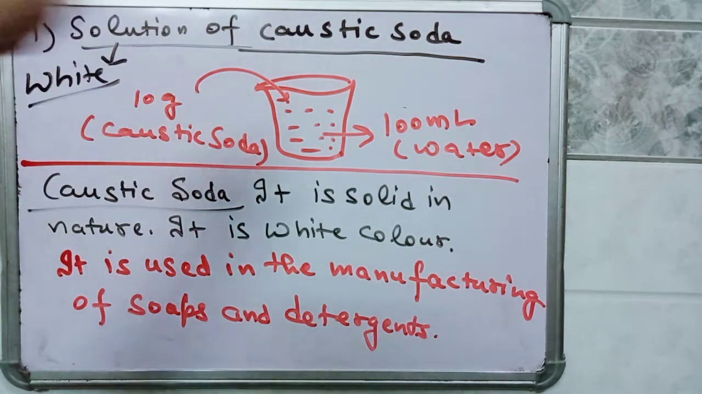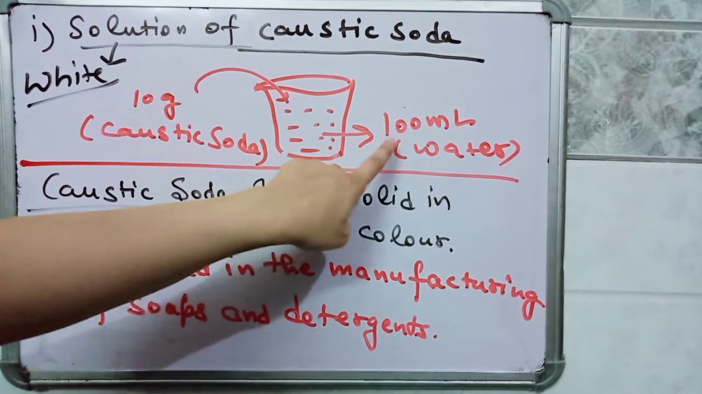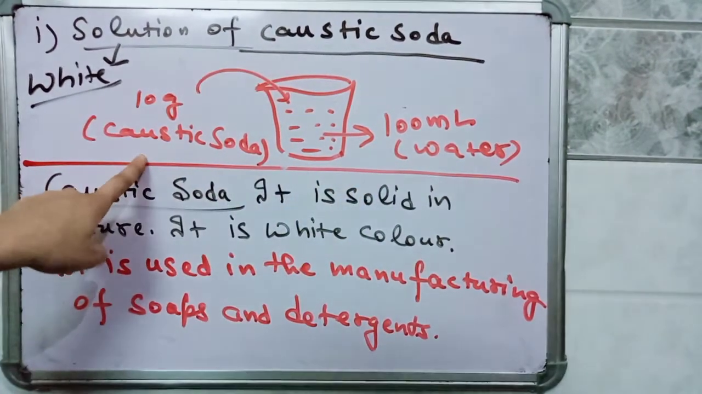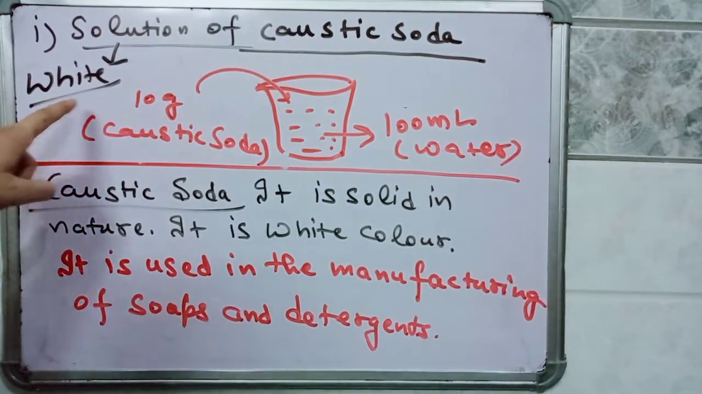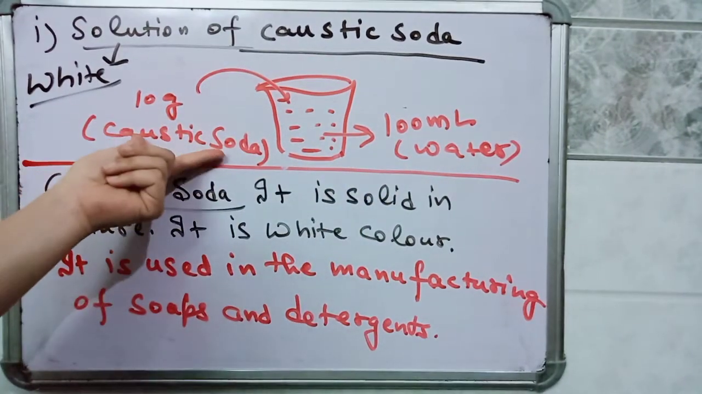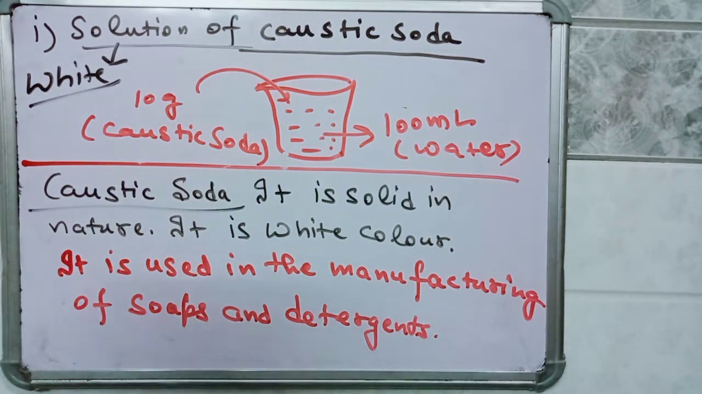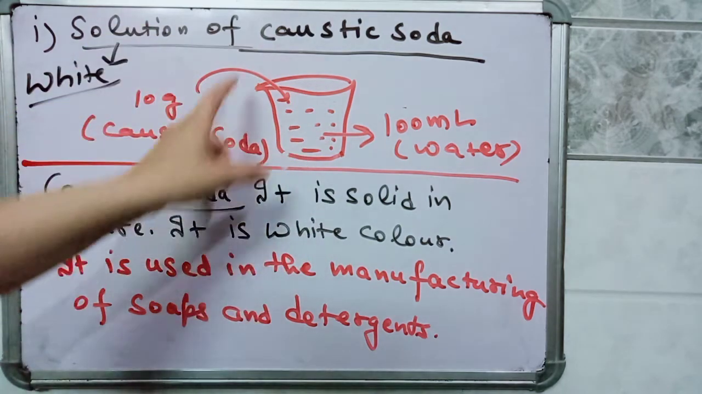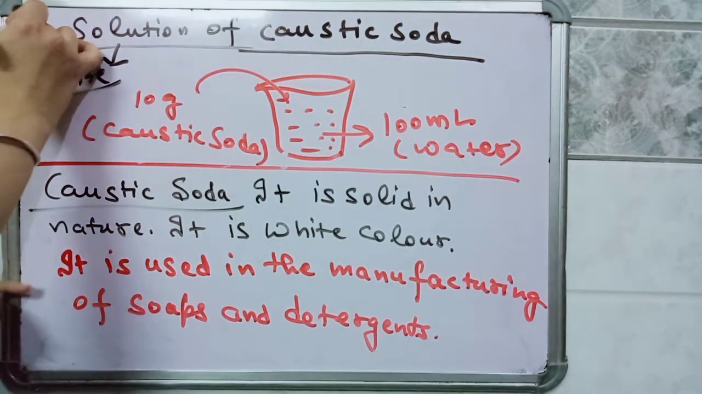Now you need the solution of caustic soda while testing the presence of protein. So this is a glass beaker. In this glass beaker, add 100 milliliters of water and then add 10 grams of caustic soda. You will obtain a solution which is white in color, because water is colorless and crystals of caustic soda are white in color. It is a white colored powder. This one is the second chemical.